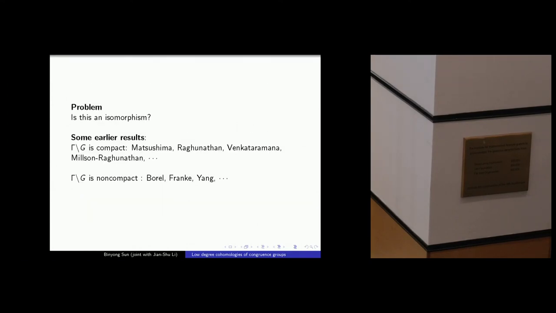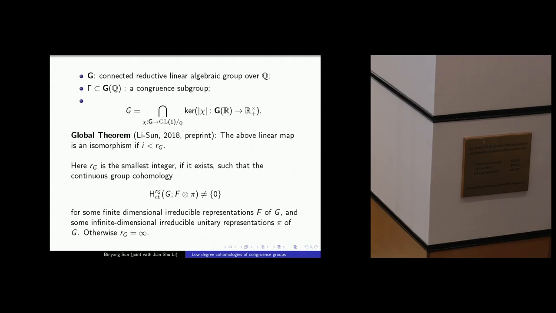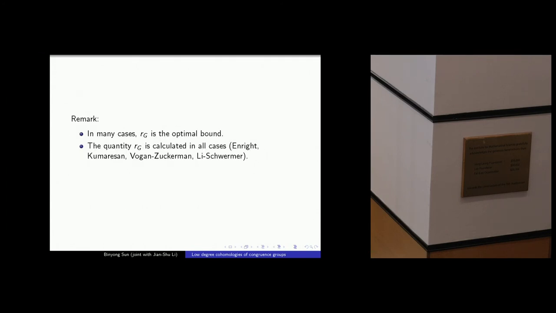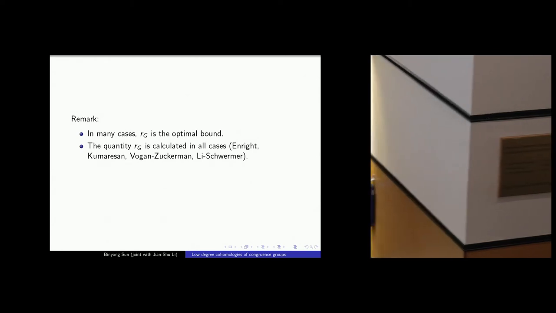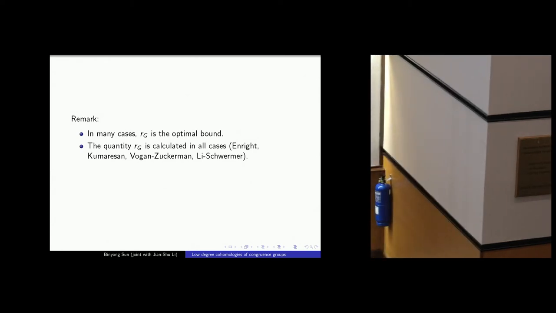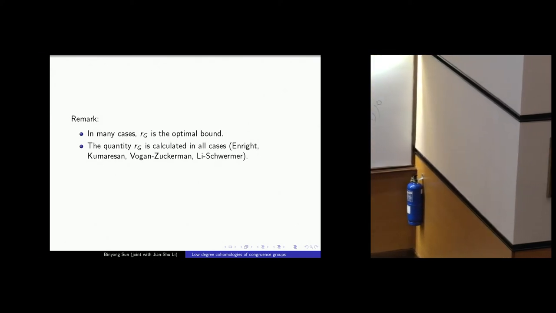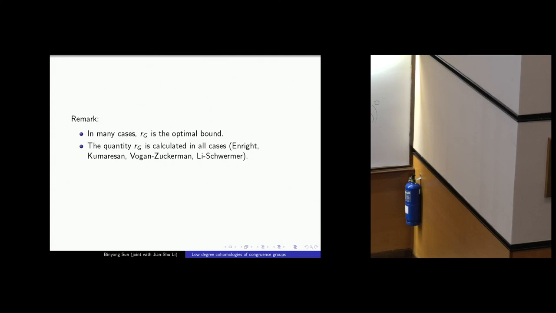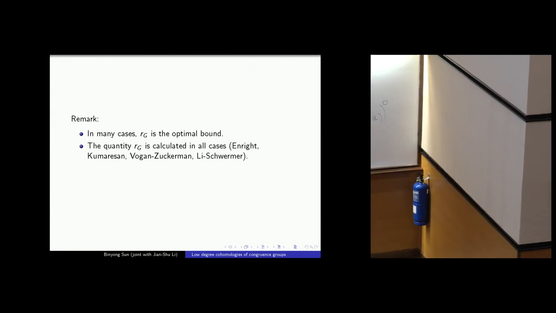I write down some names. This is earlier, I think. They study unitary representations with non-zero cohomology, so they consider the minimal possible degree of cohomology. So I guess the computation definitely relies on the co-compactness assumption.